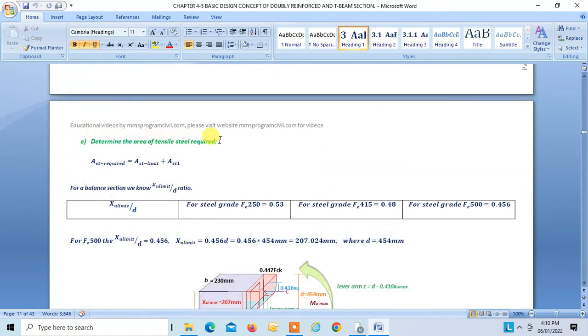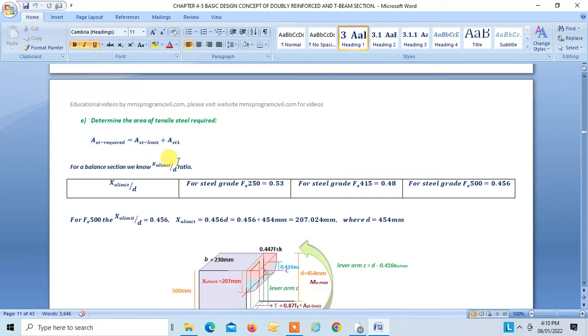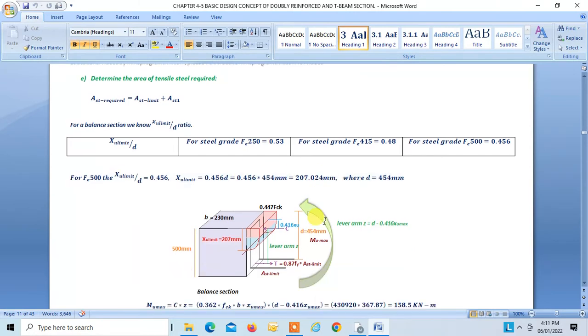Determine the area of tensile steel. We know AST required is AST limit plus AST1. For the balanced section we know XU limit by D. For Fe 500 it is 0.456. So from that we can find XU limit, that is equal to 0.456 D, that is equal to 207. So this is your XU limit, or you can say XU max.